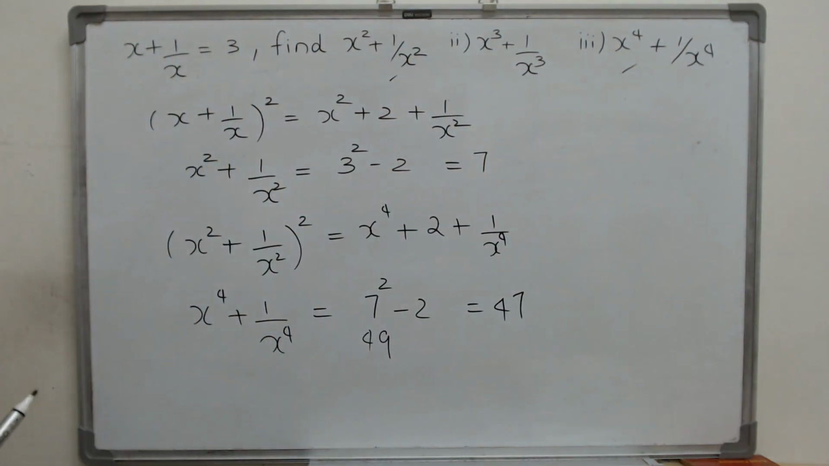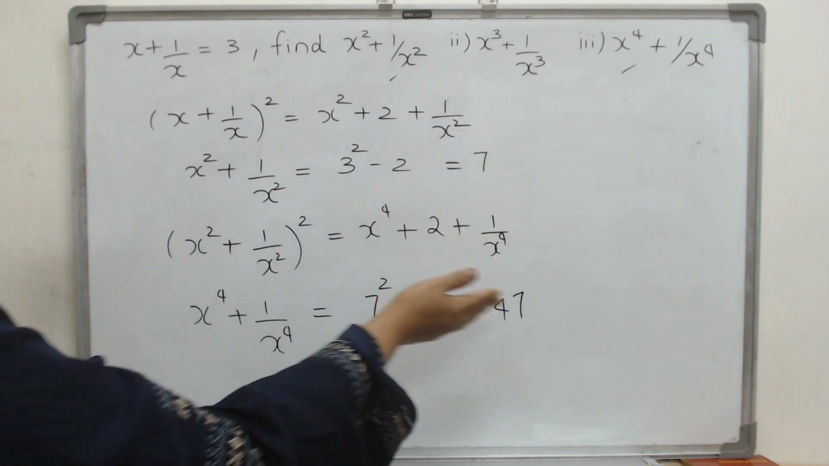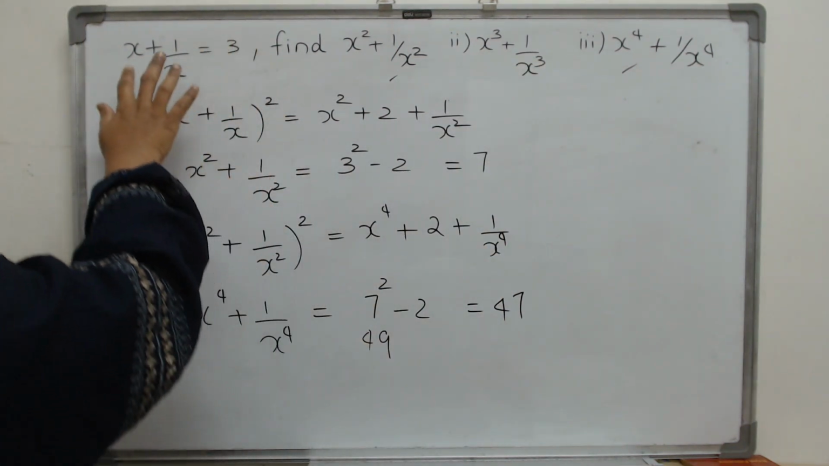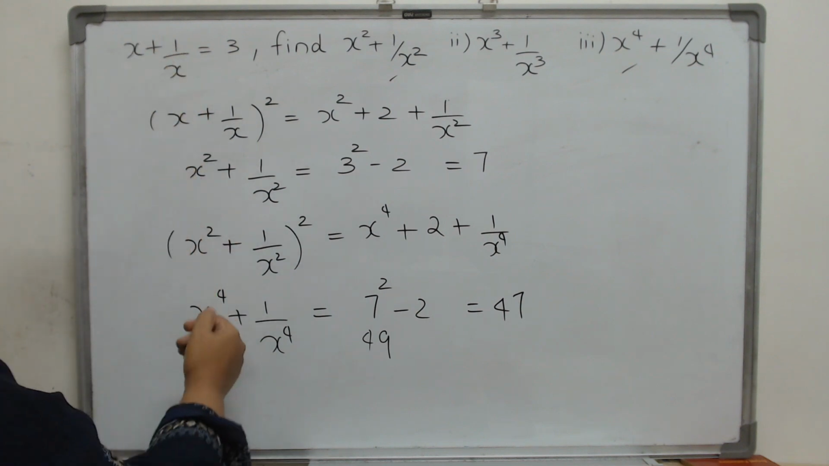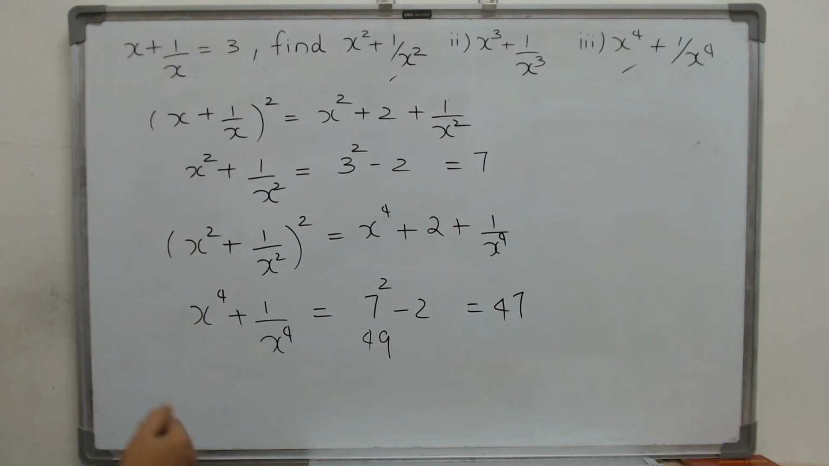Now comes the important question. How do we get an x cube? If you keep on squaring it, from x you will get x square, then x raised to 4. If you square it again, what are you going to get?